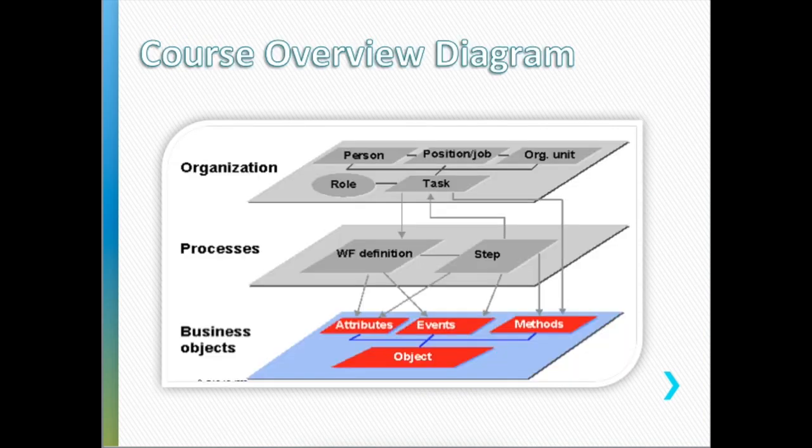In this course overview, we will try to understand what business objects are and how we can implement them in the system to use them in the workflow. When it comes to the business object, attributes, events, methods and objects are part of the business object. We'll try to understand them one by one in the next slides and see how we can implement them.